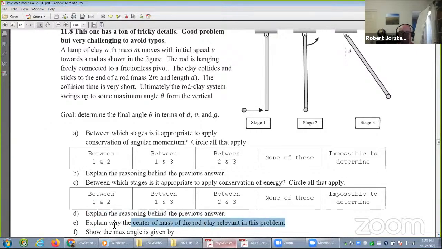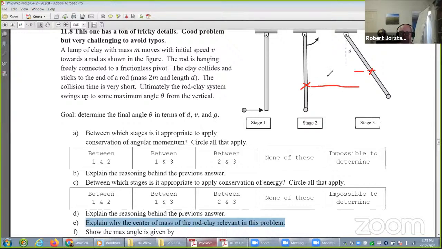Why does the center of mass matter? I kind of showed you that. To be clear, the center of mass is probably about right there. That's what matters for the gravitational potential energy in this problem. We need to figure out the height that the center of mass changes. That's why the center of mass matters. And then the rest of this, let's take a quick cruise through the solution here.